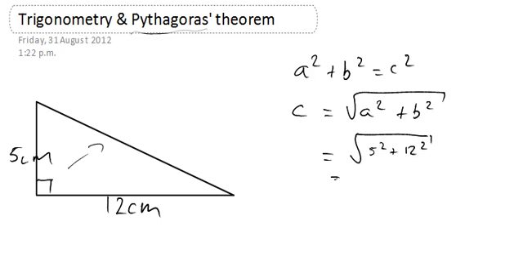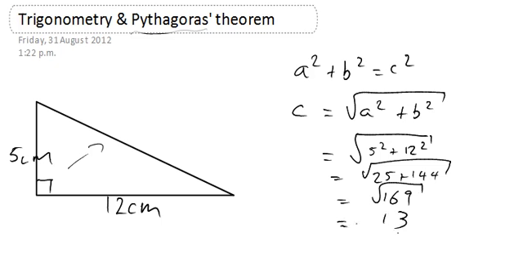squared. 5 squared is 25, 12 squared is 144, so therefore I'm finding the square root of 169. Now you of course will use a calculator to do that, and the square root of 169 is 13. So therefore I have found out that the longest side of my triangle is 13 centimeters. And that's doing Pythagoras. Okay, now I'm just going to clear that.